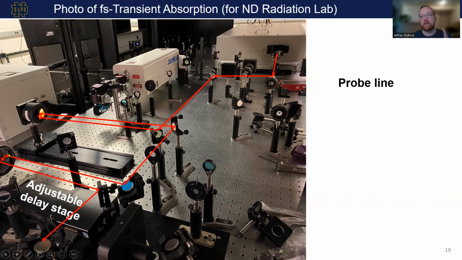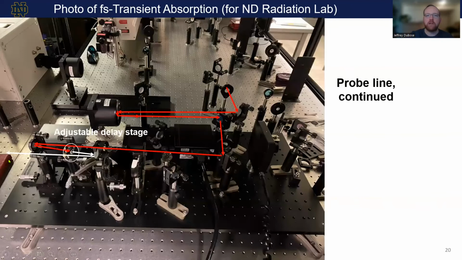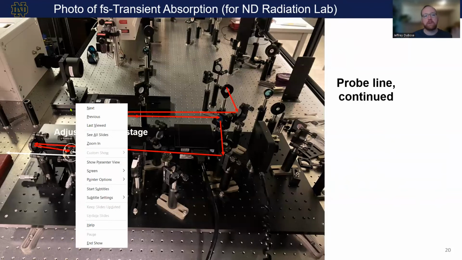And let's change the view a little bit. Now we're backing up and looking at what's happening on this particular slice of the breadboard. So again, the laser light's coming in here. This is the adjustable delay stage. This is the actual thing. You're going to see it moving back further and further as we do our typical experiment and as we're trying to get more and more delay.